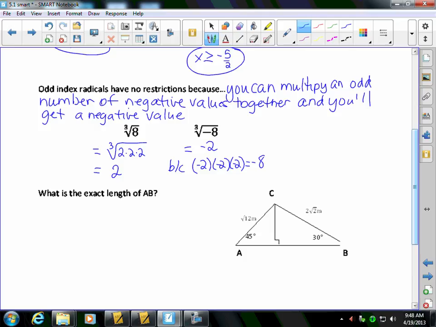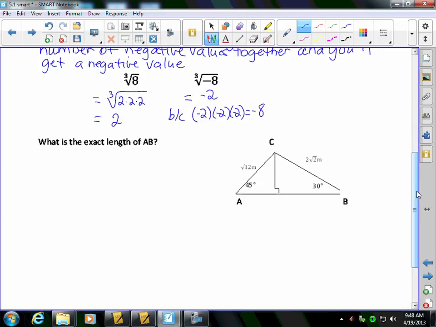So the last part is just basically an application. How can you use radicals? And how can you solve different problems with radicals? So in this one, it's just a triangle. They've given us a triangle. They've put a height on there. This should go to the bottom, at a perpendicular. So the question says, what is the exact length of AB?